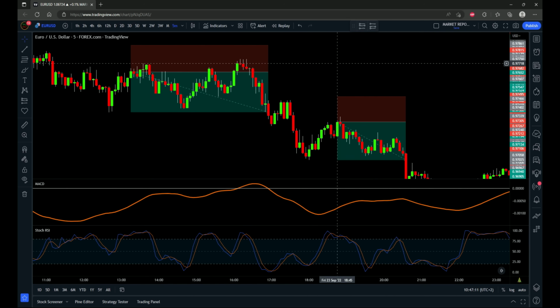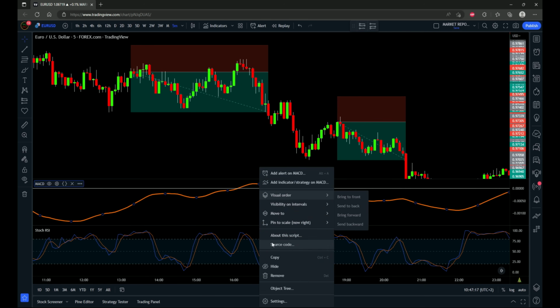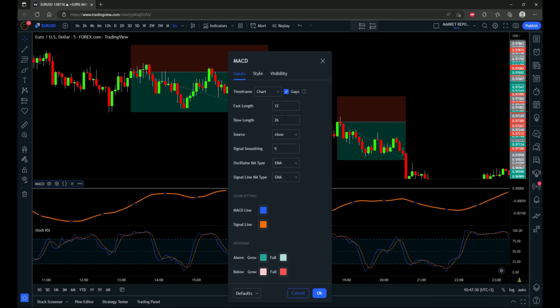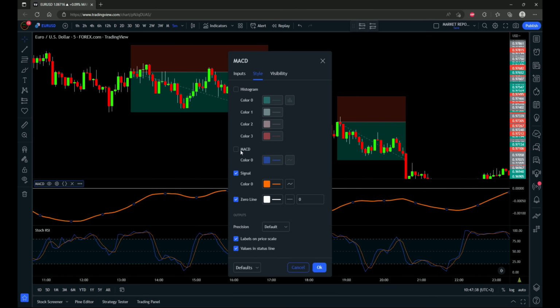All right, so let's cover the indicator setup. The first indicator is the MACD with some changed settings. Well, just style actually. The settings are default, but I've gotten rid of the MACD line and the histogram. I've also changed the style for the zero line and kept the signal line. Inputs are all default at 12, 26, close, 9, and EMA. So I just changed the style and got rid of what I'm not going to be using.